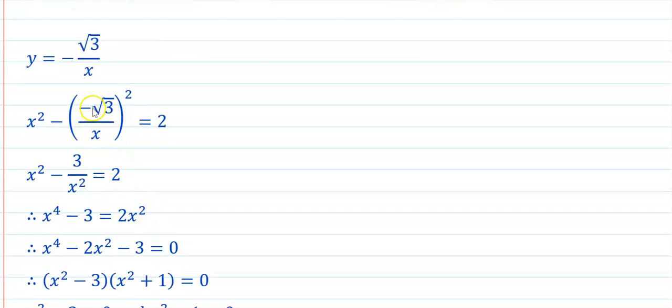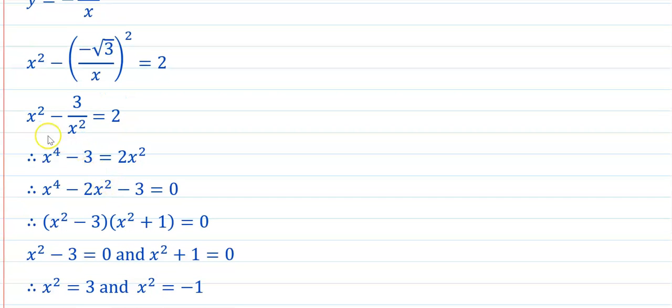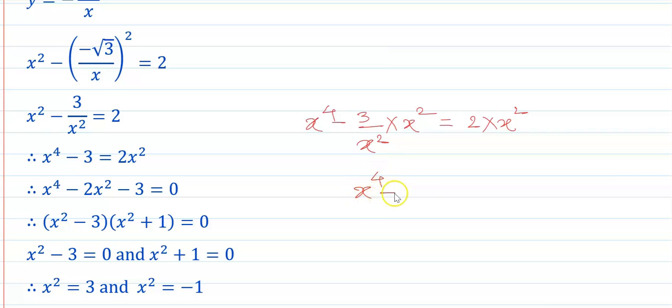And it's a square. What is the square of root 3? 3. So x square minus 3 upon x square is equal to 2. Multiply on both sides by x square. Therefore, you will get x square into x square, x raised to 4, minus 3 upon x square into x square, is equal to 2 into x square. Therefore, here you will get x raised to 4 minus 3 is equal to 2x square, and hence the equation is x raised to 4 minus 2x square minus 3 is equal to 0.